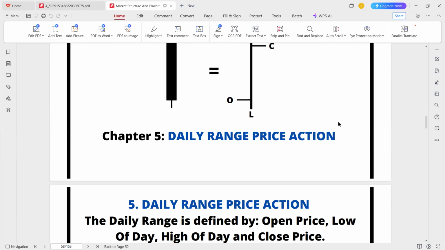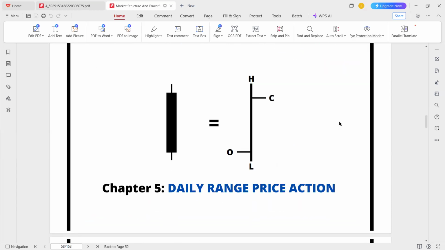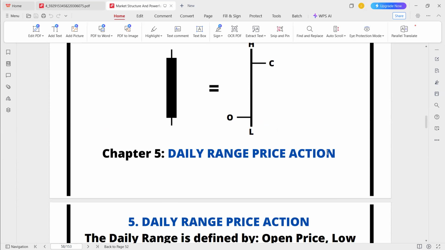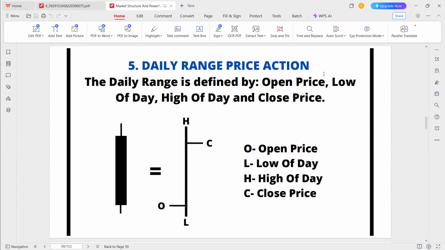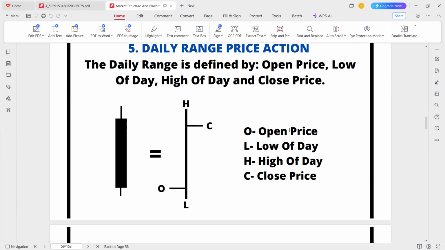All right, so getting started, chapter 5, daily range price action. So the daily range is defined by the open price, the low of the day, the high of the day, and the closing price. I think as a trader, this is actually one of the basic concepts which some people overlook. You need to know how your candlestick forms, right? You need to know how your candlestick forms.